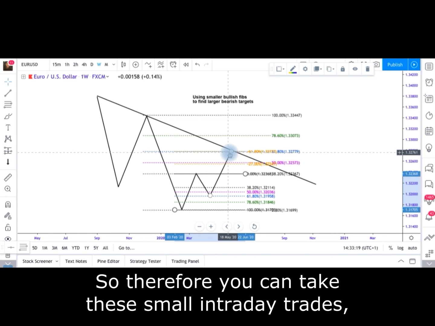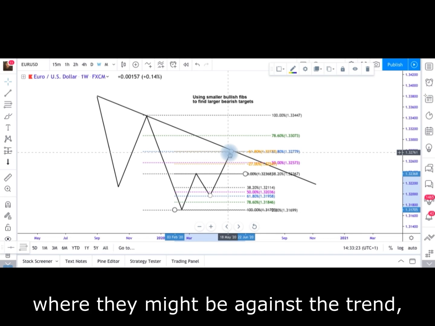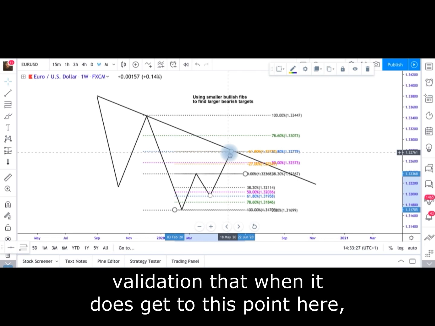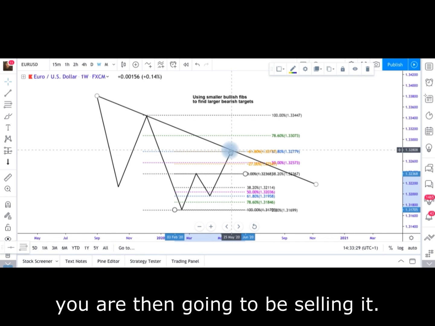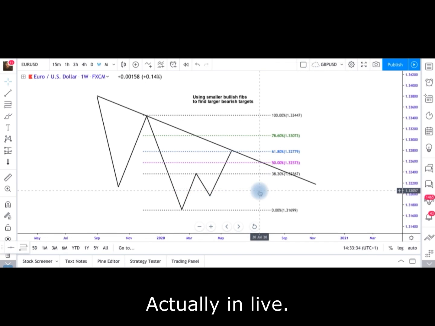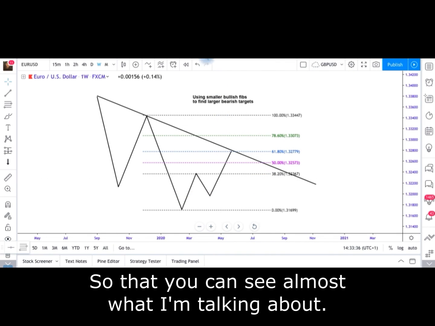So therefore you can take these small intraday trades where they might be against the trend, but you're taking them because you've got that kind of validation that when it does get to this point here, you are then going to be selling it. So I want to show you some examples of this actually live so that you can see almost what I'm talking about.